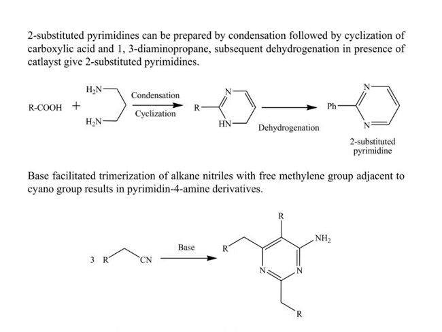Base facilitated trimerization of alkane nitrile with a free methylene group adjacent to the cyano group results in the pyrimidine 4-amine derivative. You can see in this reaction scheme, after using 3 molecules of acetonitrile in presence of base, it will give the pyrimidine ring.